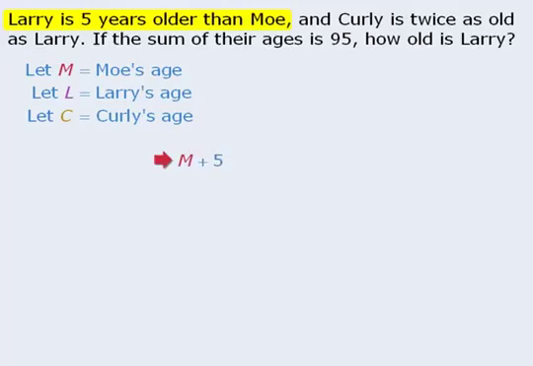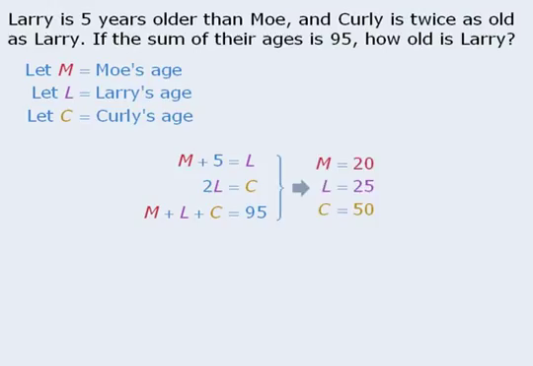Now to begin, let's use the fact that Larry is 5 years older than Moe. This means that if we take Moe's age, M, and add 5 to it, the result will equal Larry's age, L. Next, if Curly is twice as old as Larry, then if we take Larry's age and multiply it by 2, the result will equal C, Curly's age. Finally, we are told that the sum of their ages is 95, so we can write the following equation. At this point, we have three equations with three variables. Now, we could solve the system and get the following results. But as you can imagine, this would take a lot of work.